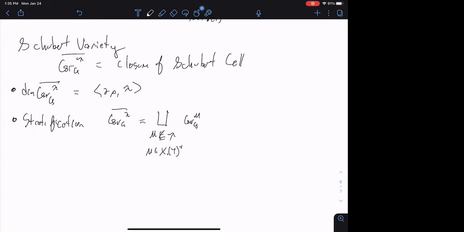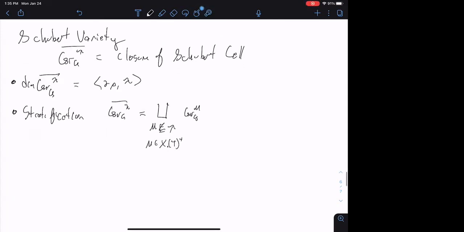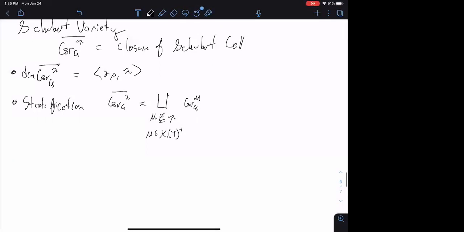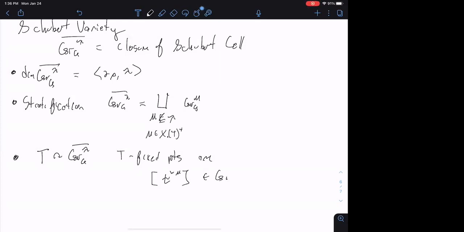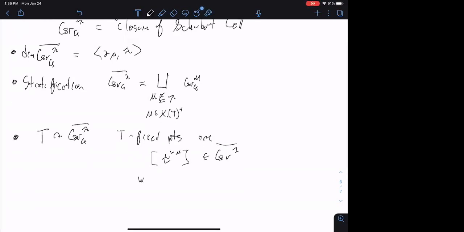And moreover, we know what the T fixed points of these affine Schubert varieties are. So we have a T action. Here T means the torus over C. This acts on Gr lambda bar G. And the T fixed points are precisely the classes t^(w mu) inside Gr lambda bar closure, where here w is in the Weyl group and mu is less than or equal to lambda inside the dominant coweights.